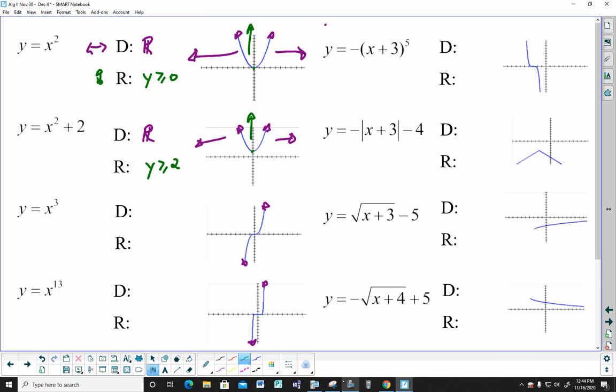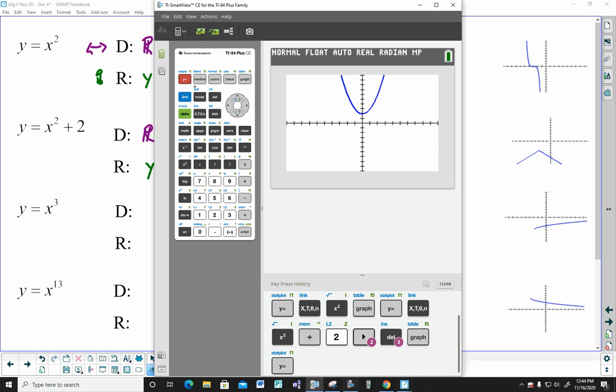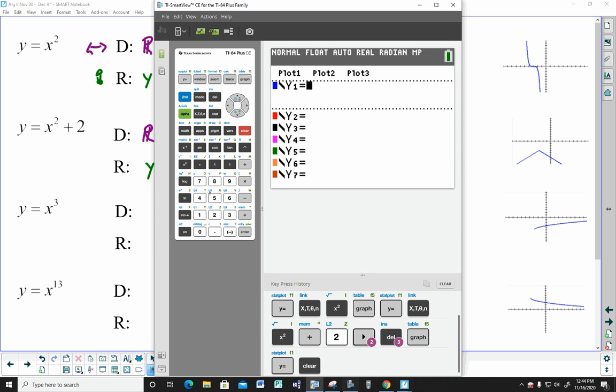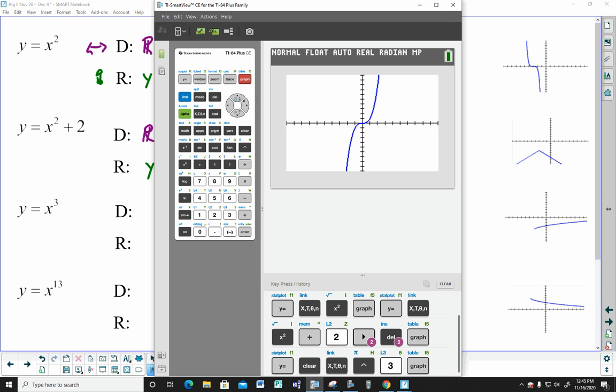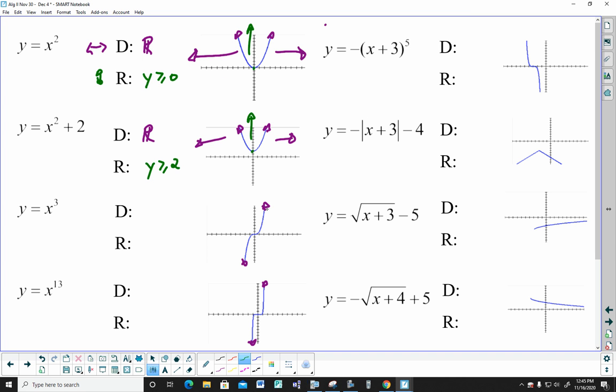X cubed, okay, on your graphing calculator, y equals, I'm going to clear all that out, x, this symbol is called a caret, like the carrot you eat. Hit that and type 3. There's x cubed. There it is. Domain. How far left can you go? Well, I can go as far left as I want. So it continues down further and further. How far right can you go? I can go as far right as I want. The graph continues to get wider and wider. So it's all reals.